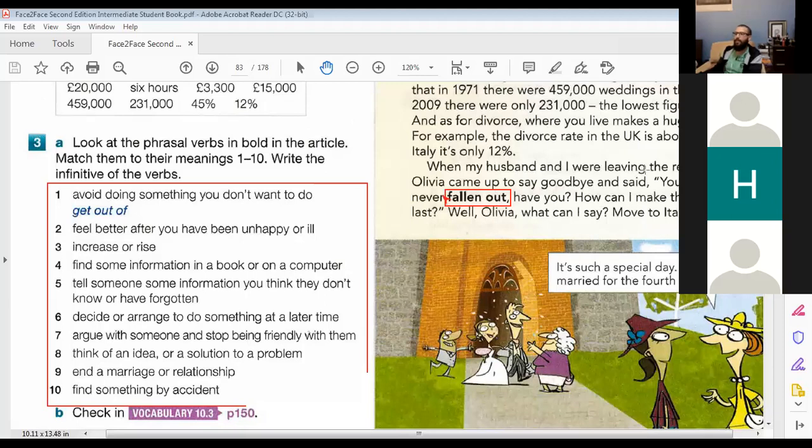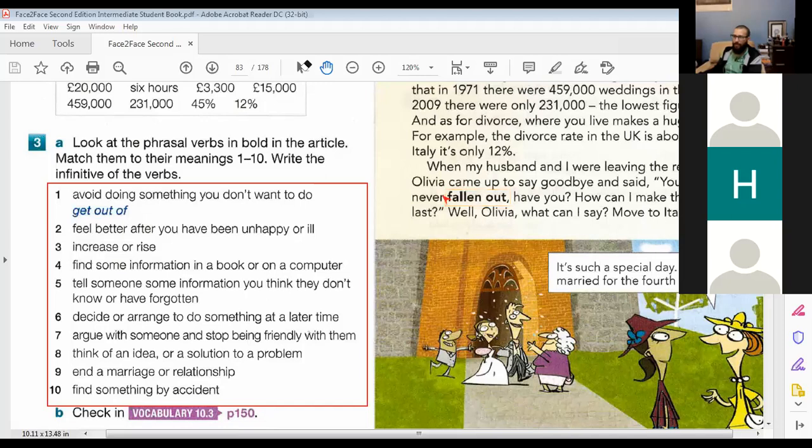When my husband and I were leaving the reception, Olivia came up to say goodbye and said, you two have never fallen out, have you? I think it means argue with someone and stop being friendly with them. That's correct. That's the right answer. So actually fallen out is to argue with someone and stop being friendly with them. You two have never fallen out means you two didn't end your marriage, because she divorced 3 times. But there's another one that means end a marriage. When we go up in the article, you can see it. But fallen out is correct. It's the right one. Argue.